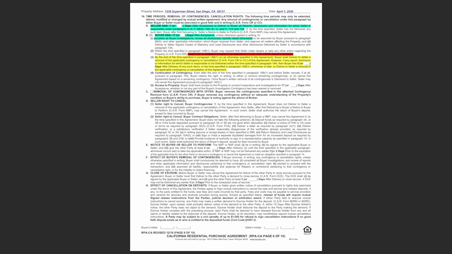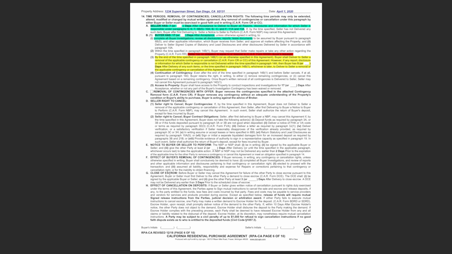The buyer then has that 2-day period of time to respond to the notice of buyer to perform by removing those contingencies. Now, it's very important to recognize if the buyer does remove the contingency, then their deposit can become at risk. But if they don't remove the contingencies, then the seller has the right to cancel because the buyer's not upholding their side of the contract.